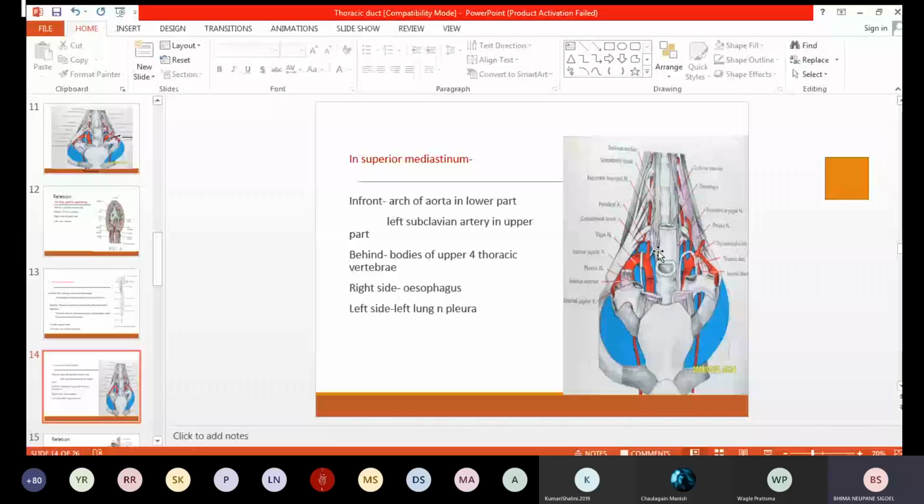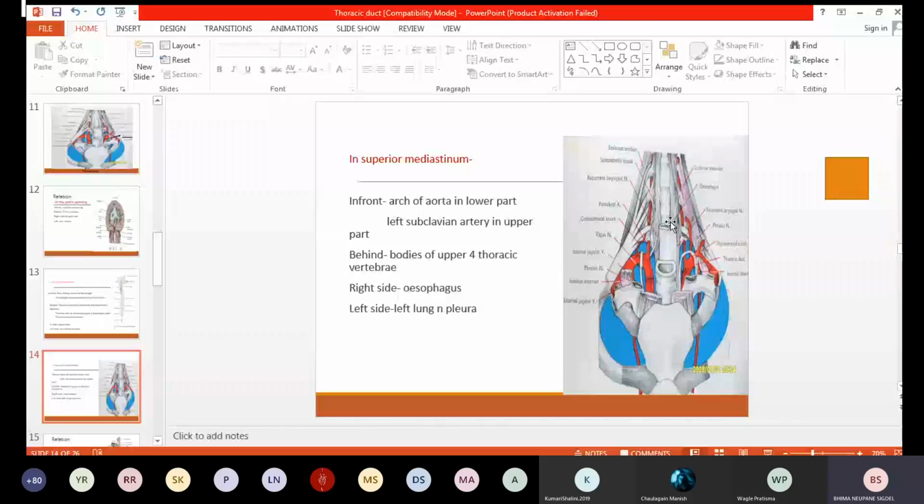Okay, and on the left side there is the apical region of the lungs and the pleura. So here in the neck you will get the apex of the lung and the covering of the lungs, that is the pleura, that is also left. On the left side are the left lung and the pleura, and on the right side is the esophagus. Okay, that is in the superior mediastinum.